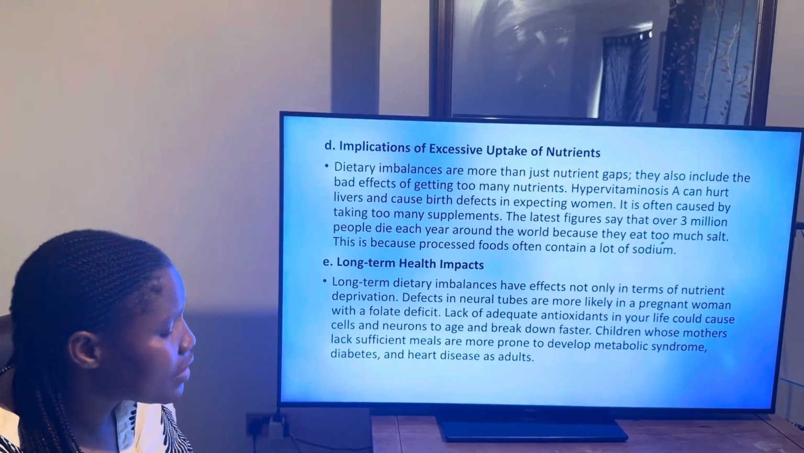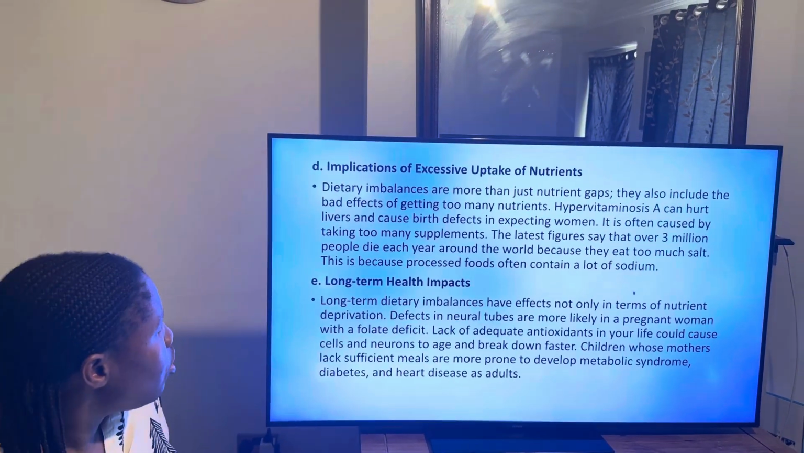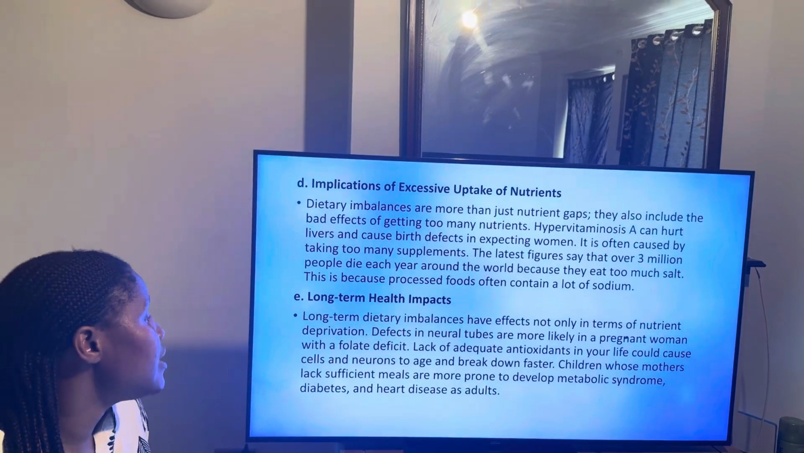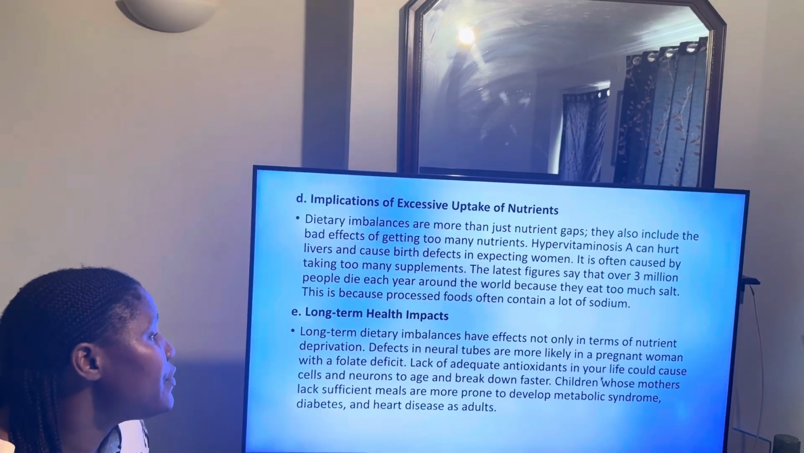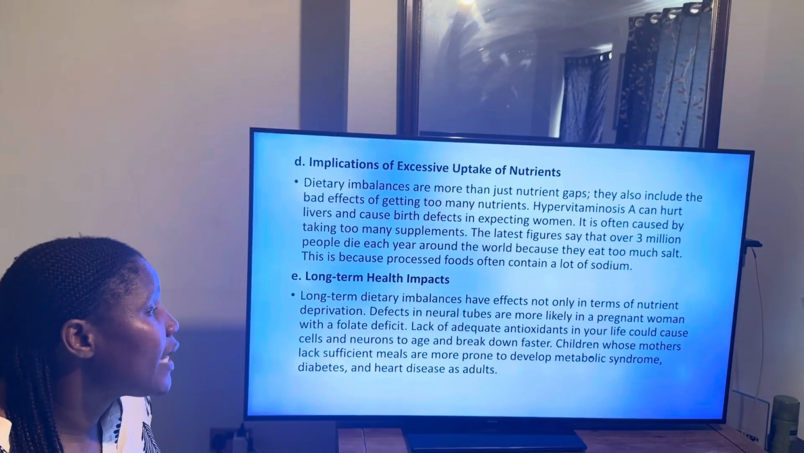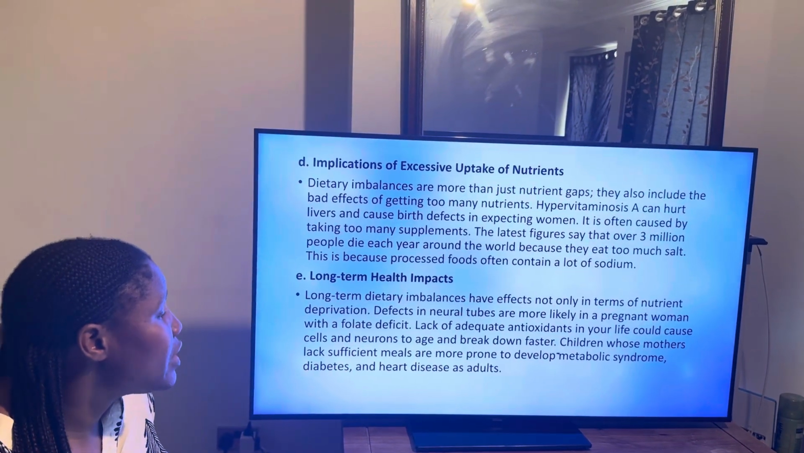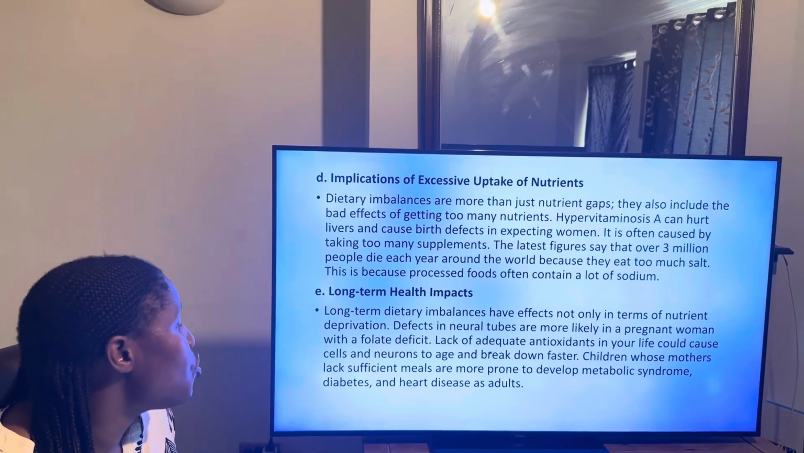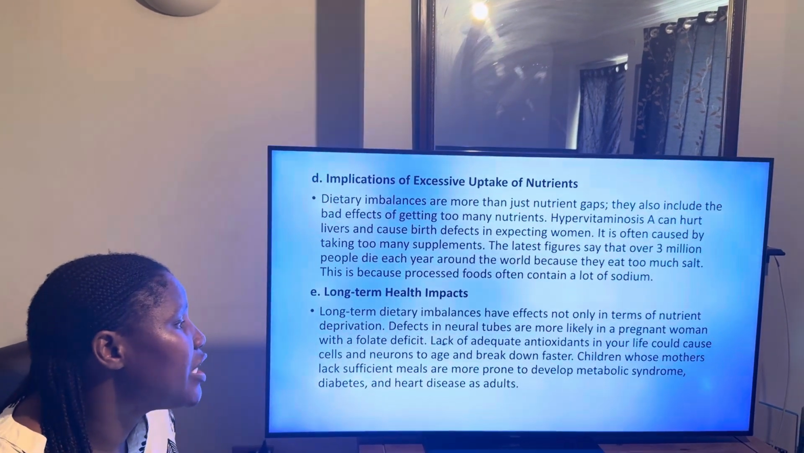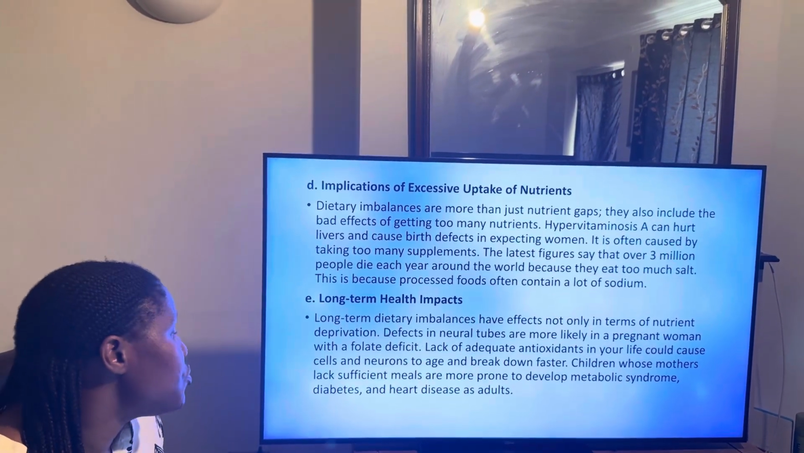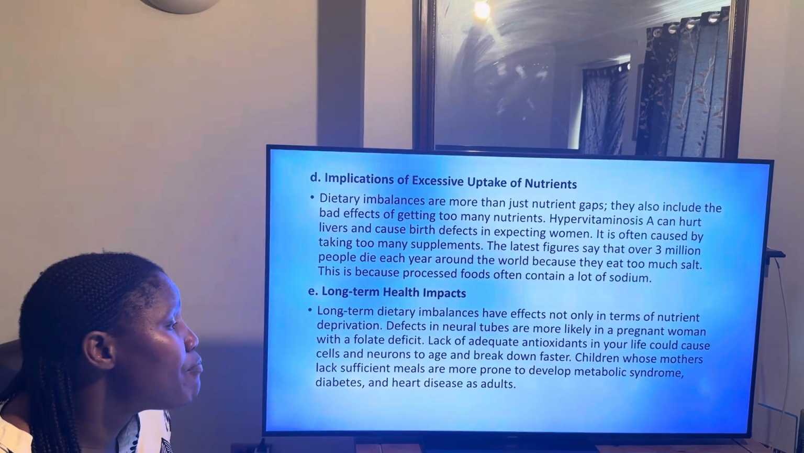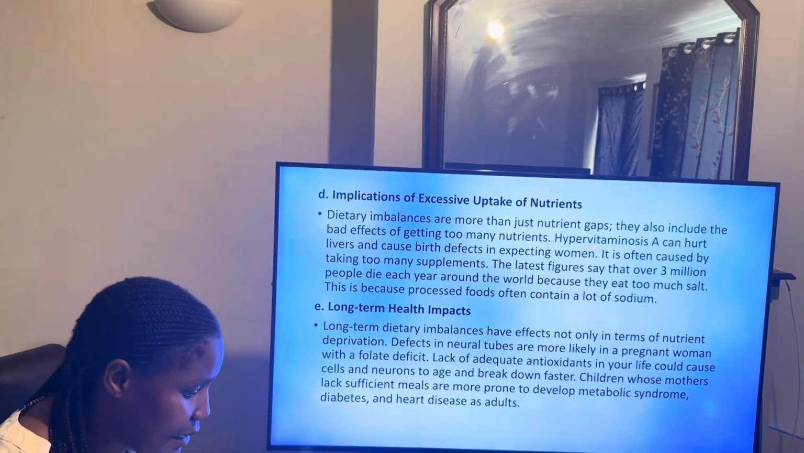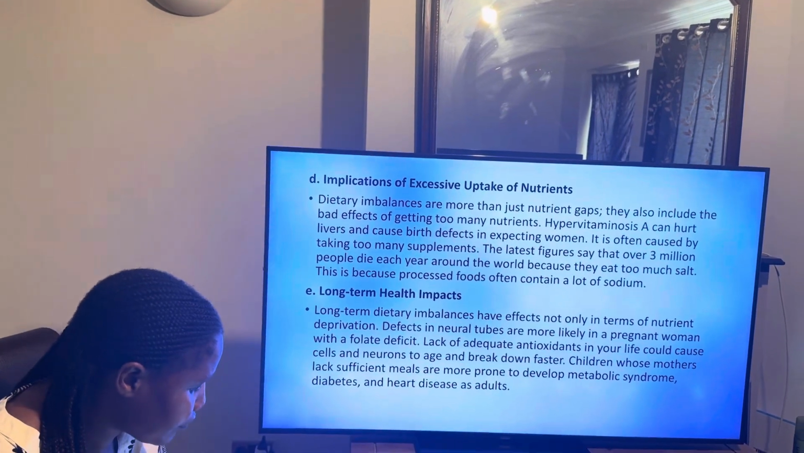We also have long-term health impacts. Long-term dietary imbalances have effects not only in terms of nutrition deprivation. Defects in neural tubes are more likely in a pregnant woman with a folate deficit. Lack of adequate antioxidants in your life could cause cells and neurons to age and break down faster. Children whose mothers lack sufficient meals are more prone to develop metabolic syndrome, diabetes, and heart disease as adults.